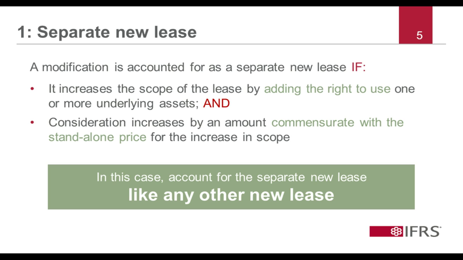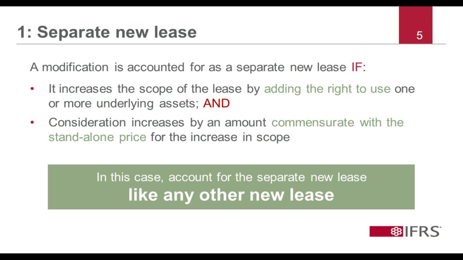Second, the consideration for the lease must increase by an amount that is commensurate with the standalone price for the increase in scope and any appropriate adjustments to reflect the circumstances of the particular contract. So, for example, in a lease of property that is modified to include an additional floor, does the consideration for the modified lease increase by a similar amount to that which would have been agreed for a new standalone lease of the added floor, taking into account, for example, that the lessor might give some discount because he does not have to incur marketing costs to lease that floor to a new lessee?